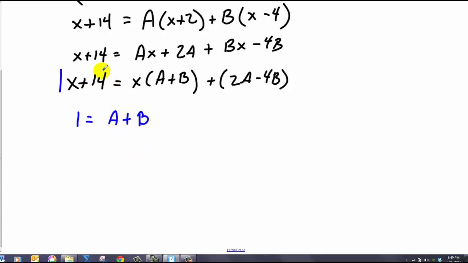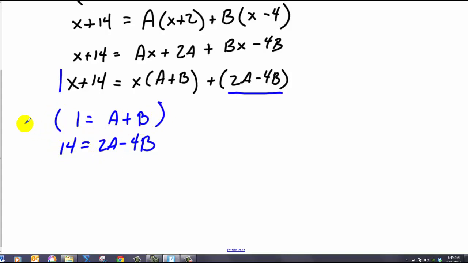Likewise, I have a constant term on the left side of 14, and my constants on the right side are 2A - 4B. So I can say that 14 is equivalent to 2A - 4B. So you'll notice through this comparison, I've now created a system of equations where I can solve for A and B.